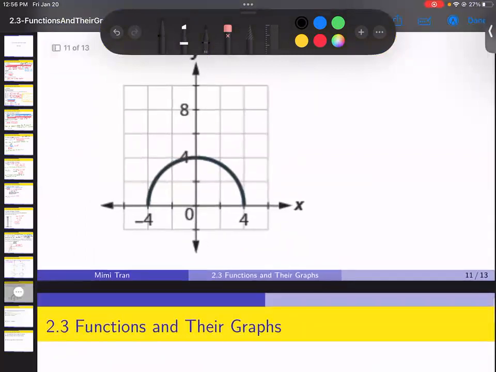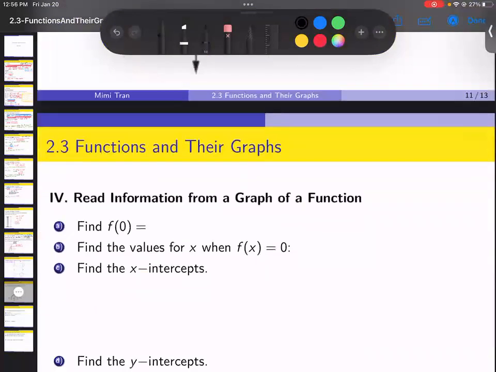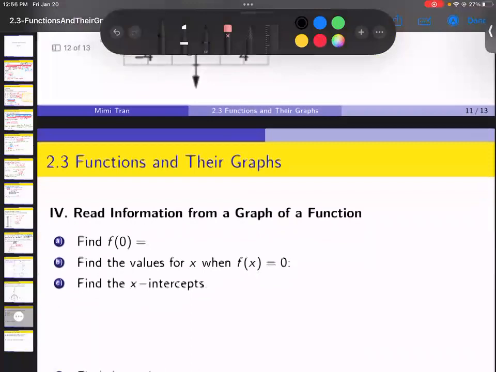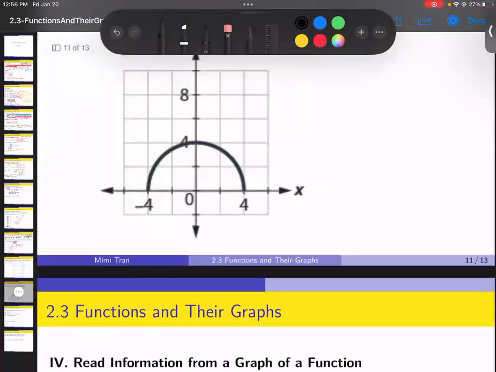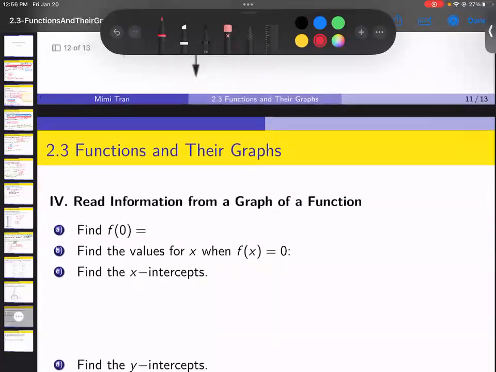On the exam, you have something like this. Not exactly, but a very similar question. I give you the graph and I ask you a bunch of little questions. I want you to find f of 0. So when x is 0, what is the height of the function? 4, right? So easy enough. You look at there.